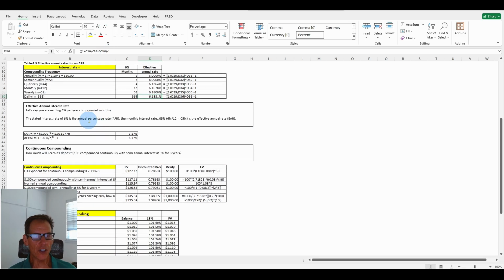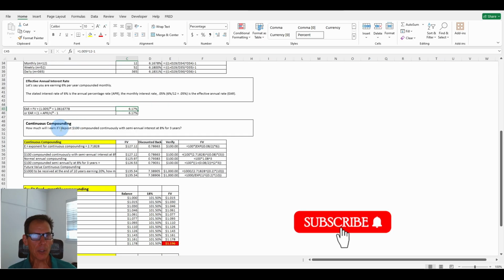Let's say you're earning 6% per year compounded monthly. The stated interest rate of 6% is the annual percentage rate. The monthly interest rate is 0.5%. This is a repeat. You go up here, this is going to be 6.17%. It's the same thing here. If we look at this formula, it's going to be the same. Simple. Here, it's hard-coded so you'll be able to see the numbers. 6% divided by 12 for monthly compounding. How many periods do we have?